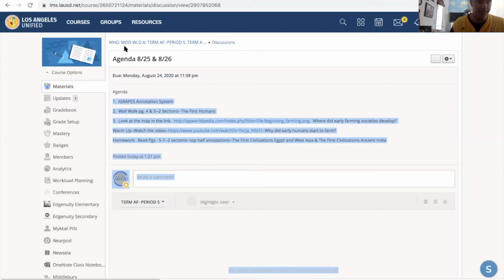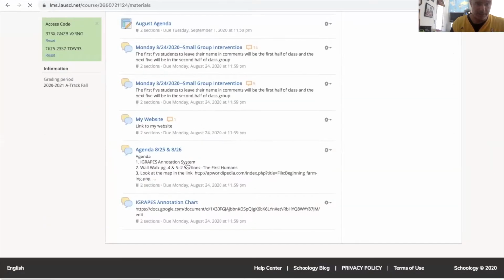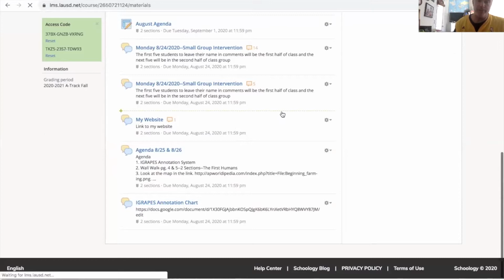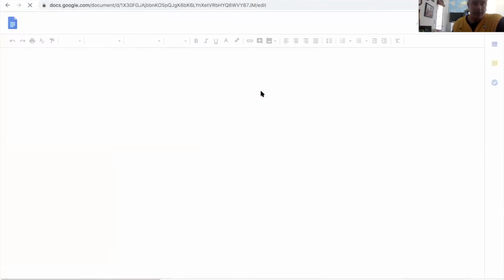All right, let's now say, okay, well, so what is this IGRAPES annotation system that you speak of, Mr. Marina, that is oh so important to your class? And I start, if I may, on my Schoology page. And I made this IGRAPES annotation chart. So we're going to click on it and we're going to pull it up on our Google Docs.